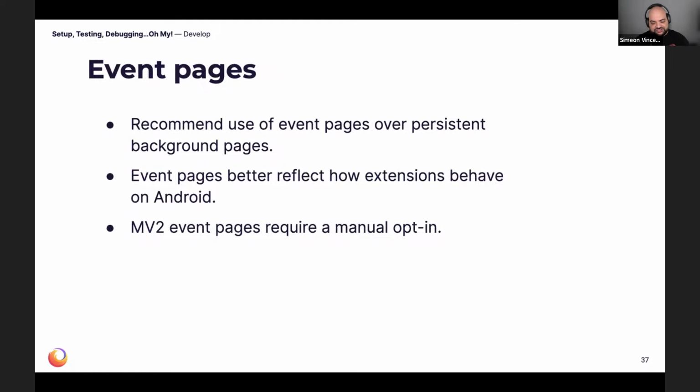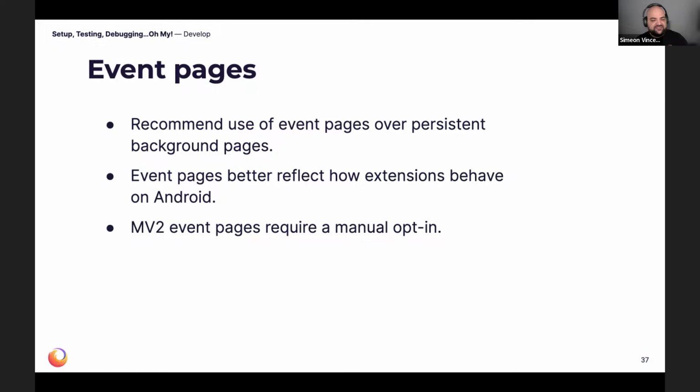Another notable development to keep in mind when developing extensions for Firefox is that in both Manifest v2 and Manifest v3, with the introduction of Manifest v3, Firefox added support for event pages. Event pages have been available on Chrome for a while, but Firefox has historically only supported persistent background pages.